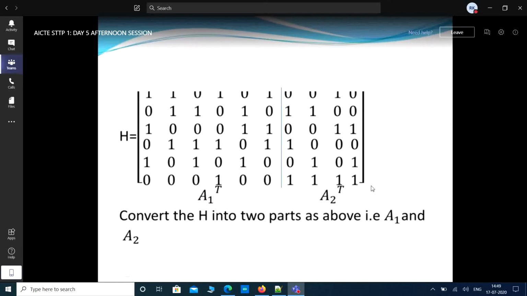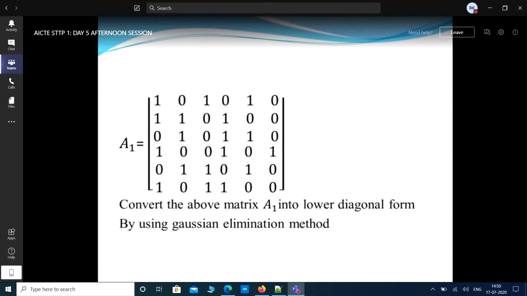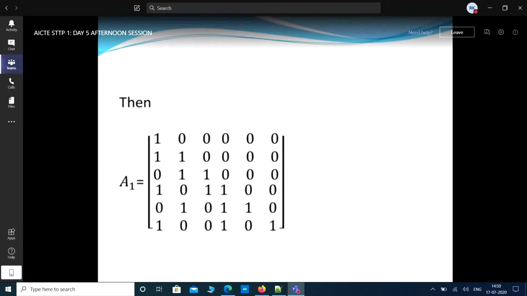In the procedural steps I have given, H is divided into matrices A1 and A2, and then we find the transpose matrix. Next procedural step. This is A1, taken directly from the previous matrix. This is the square matrix A1 only. So first convert this matrix into lower diagonal form. Above the diagonal, it should be 0. So this is the lower diagonal form.